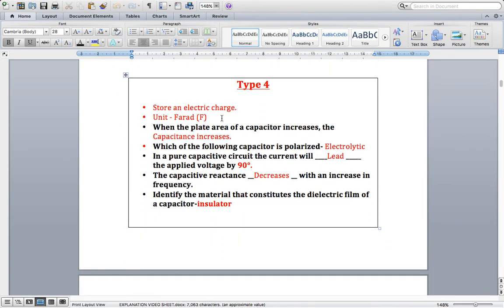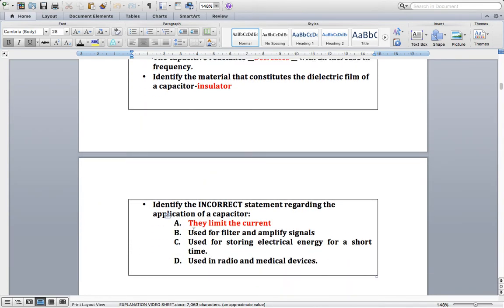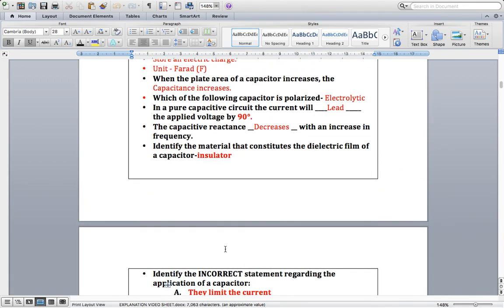Now, type 4 is a possible type of multiple choice questions from the capacitance chapter. Okay, so the first one will be: the capacitor is a device to store electric charge. Its unit is farad. When the plate area of the capacitor increases, the capacitance increases. This thing, I know that it's hard, but you need to study by heart. Okay, there is no explanation for this one. These are the possible multiple choice questions, and you need to study by heart.